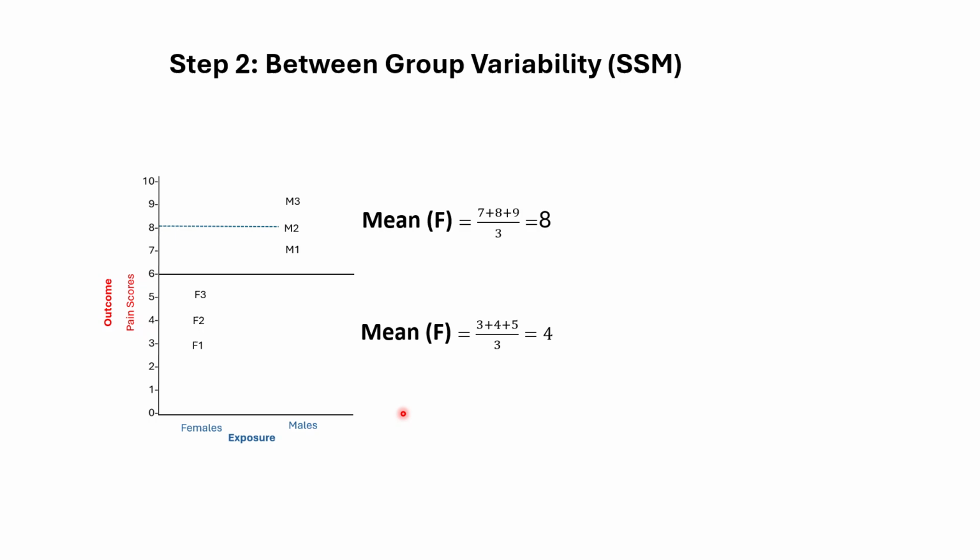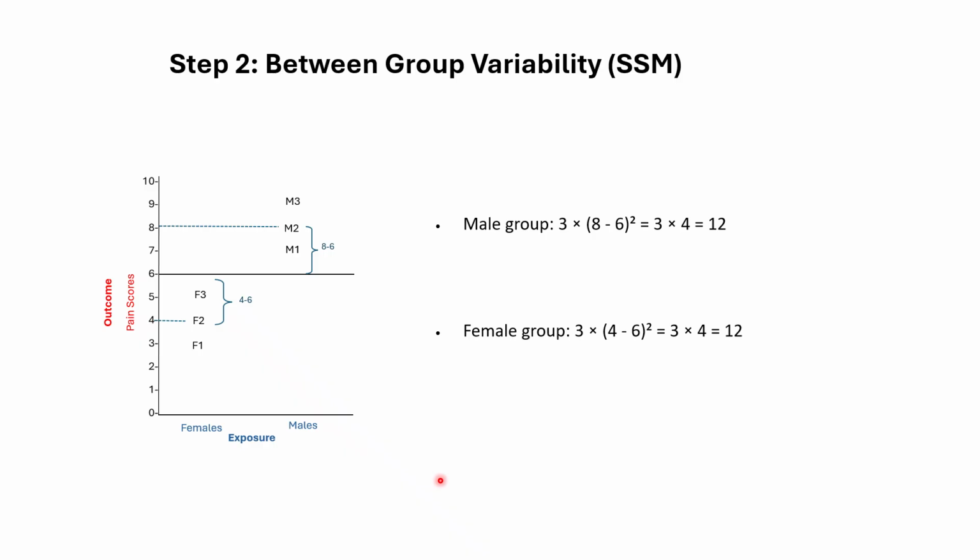Similarly, for the females, the value will be 3 plus 4 plus 5 divided by 3, which comes out to be 4. So 4 is the average score reported by the females.